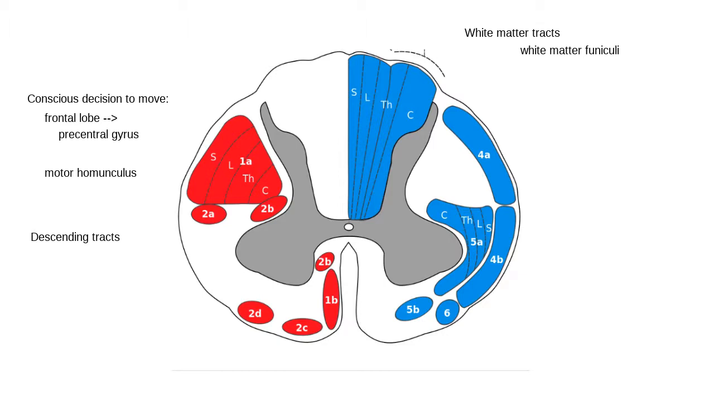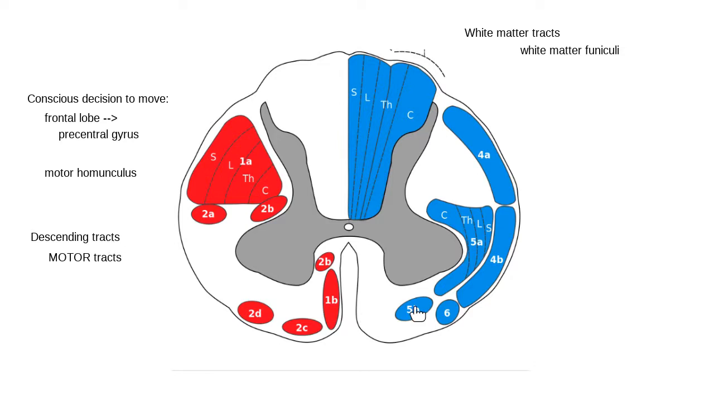When you're studying tracts, I want you to always think about descending tracts as the same thing as motor tracts. These are synonyms to each other. A descending tract is a motor tract. And what I mean by that is the kind of information that's traveling quickly through a descending tract is motor information. It's making stuff happen.